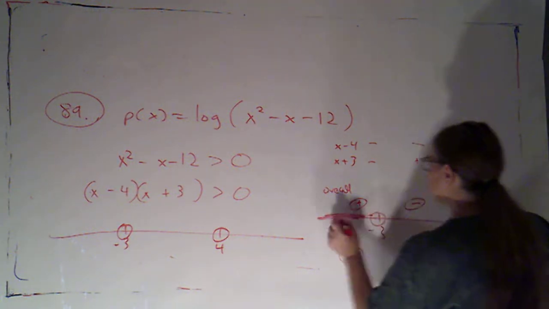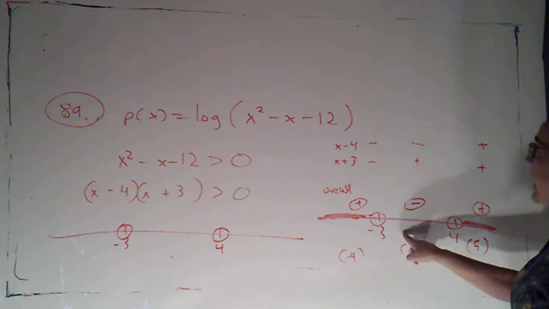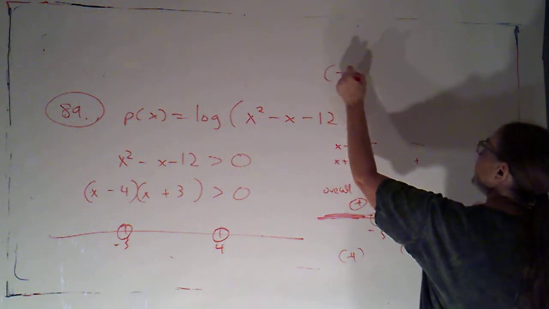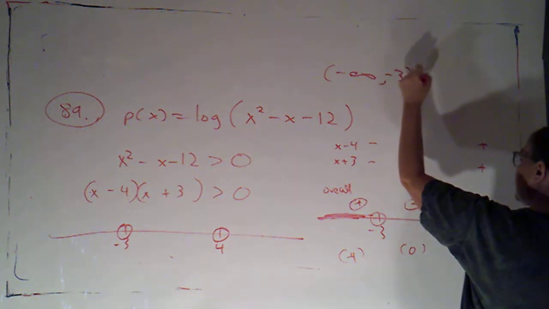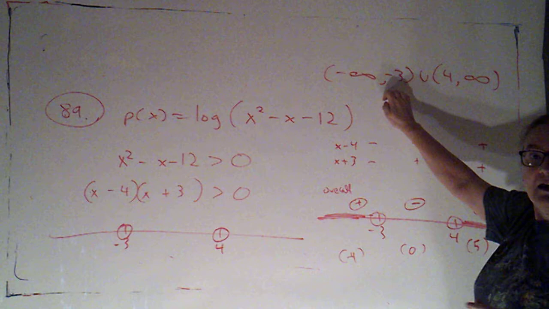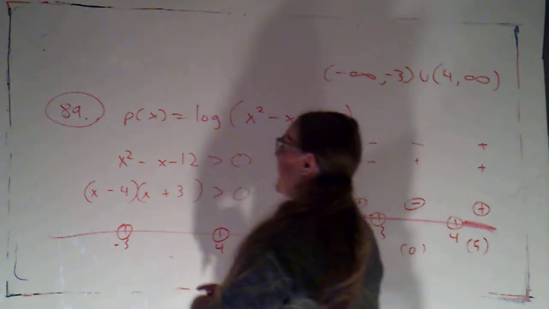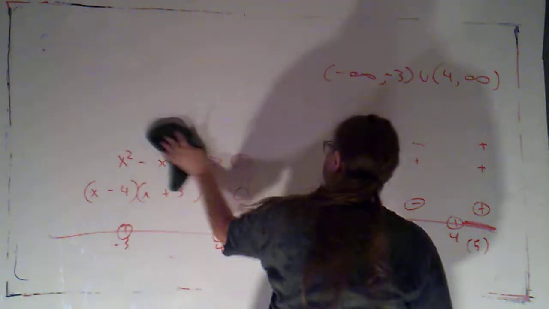We always want the intervals where the argument is positive, so my domain is going to be the interval from negative infinity to negative 3, union 4 to infinity, parentheses everywhere. All right, excellent. So that's going to give us a nice opportunity to review our polynomial inequalities. Sometimes the argument might involve a square root as well.